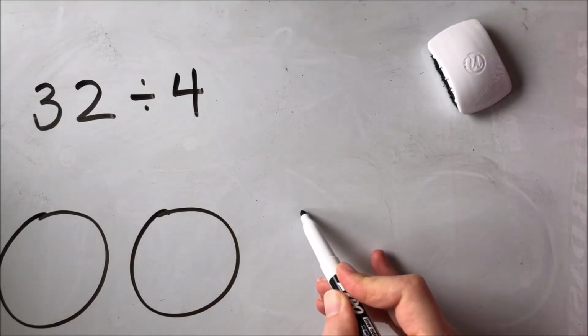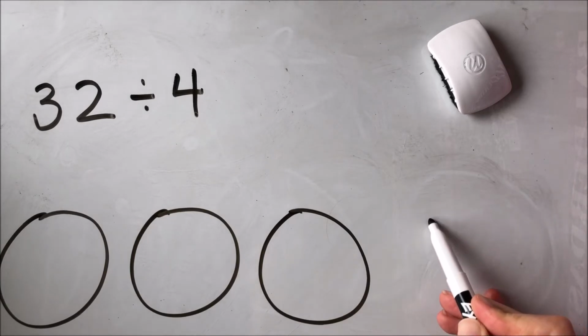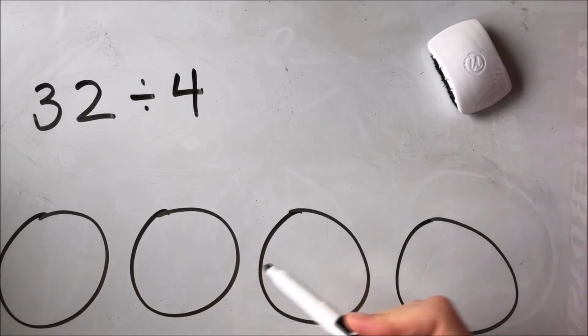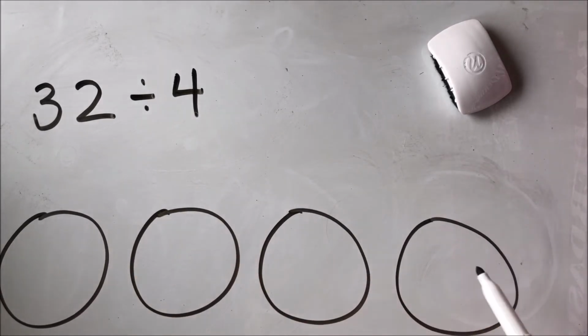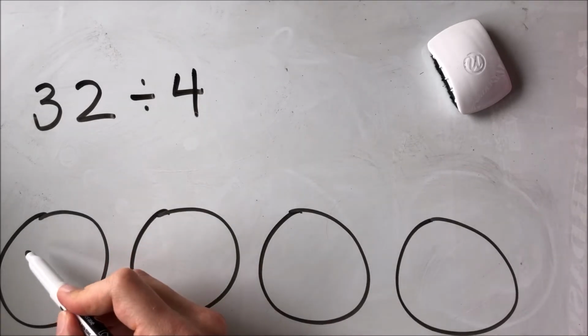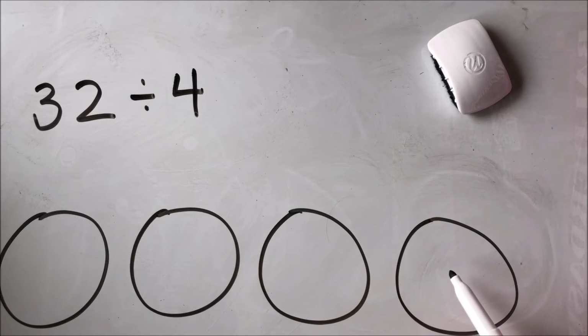I'm going to draw them a little bit bigger because I know 32 is a little bit larger of a number. Now I could sit here and count out 1, 2, 3, 4, 5, 6, 7, 8 and go all the way up to 32. But one strategy that I like to use to make it go a little bit faster is see if I can put just groups of 5 in each circle. So I'll count up 5, 10, 15, 20.